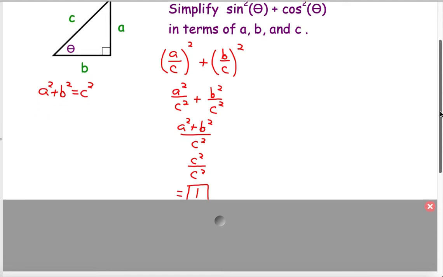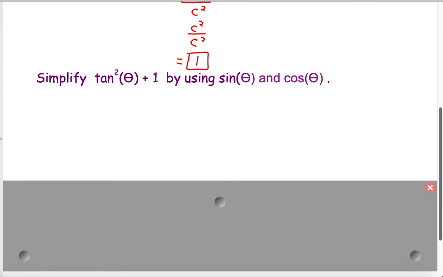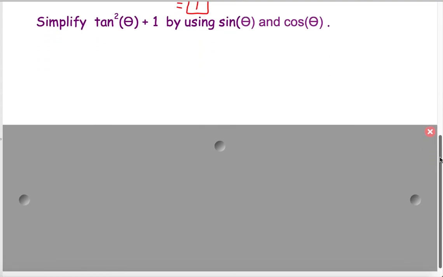Let's look at another one. It's a good idea to try these first and then see how you did. Let's simplify the tangent squared theta plus 1 by using sine and cosine. All right, so we know the tangent is sine over cosine. So I'm going to replace tangent with sine over cosine, and so the tangent squared will be sine squared over cosine squared.